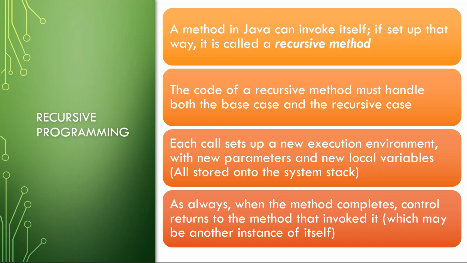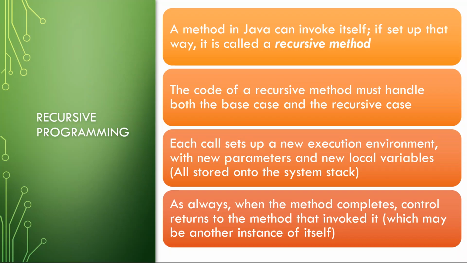So a method in Java can invoke itself. If set up that way, it's called a recursive method. I'll have examples of this coming up. The code of a recursive method must handle both the base case and the recursive step. So it's got to be one where it doesn't call the method again, but just sets up some basic work or returns a basic value. And then you have to have the recursive case where it calls the method again, but decreases the size of the problem in some way.